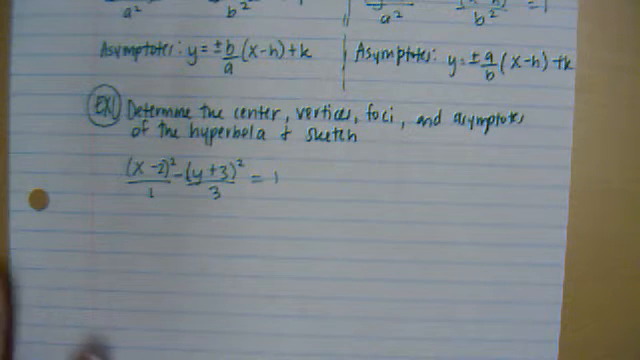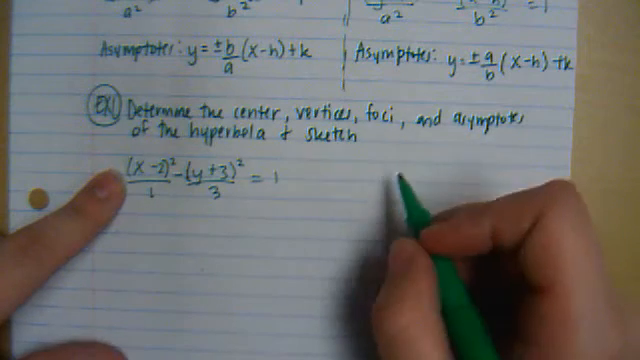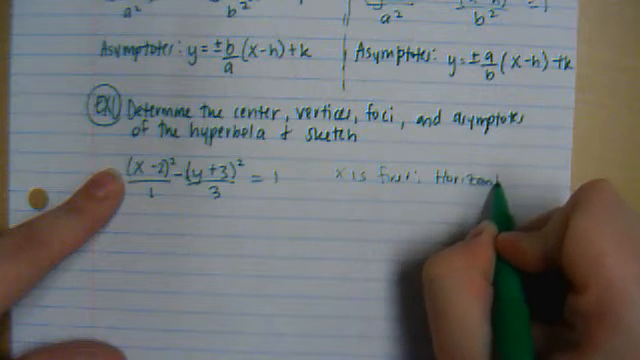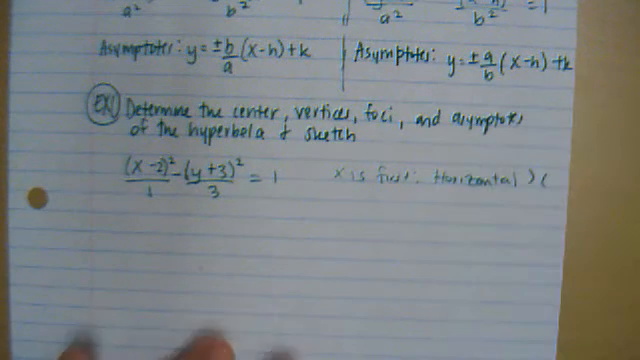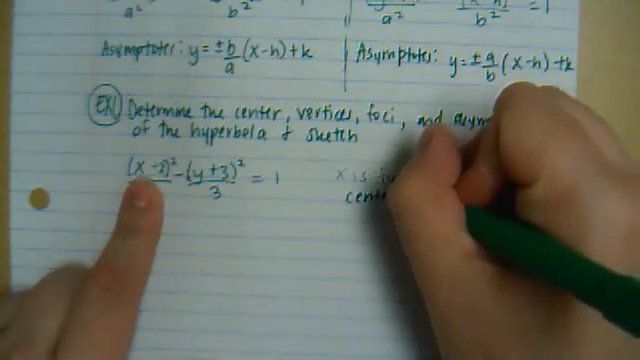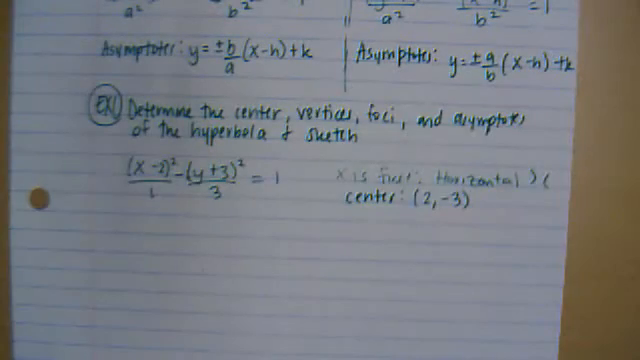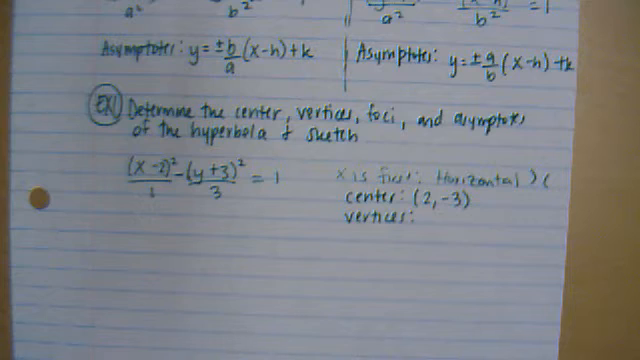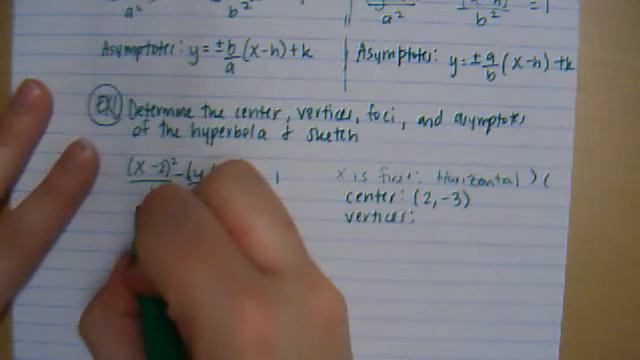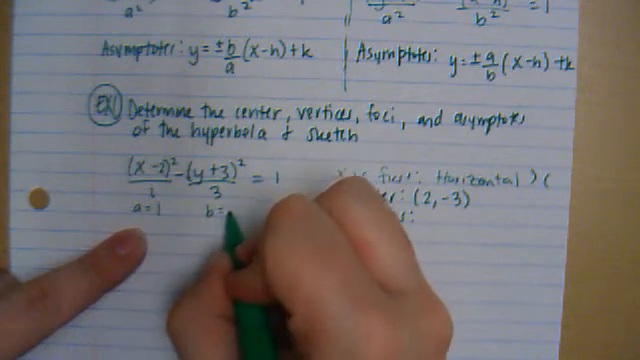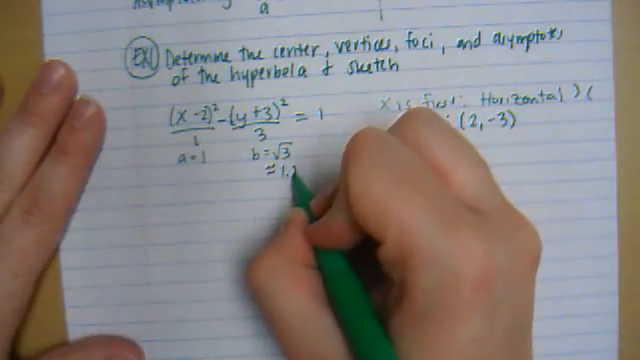Okay, so first, x is first, so that's going to be horizontal, so it's going to open to the left and right. Okay, the center I can get from looking at these, taking the opposite, so 2, negative 3. Okay, the vertices I can get by figuring out what a and b are. Okay, so in this case, a is always first, so a is 1, b is root 3. Okay, which is about 1.7.